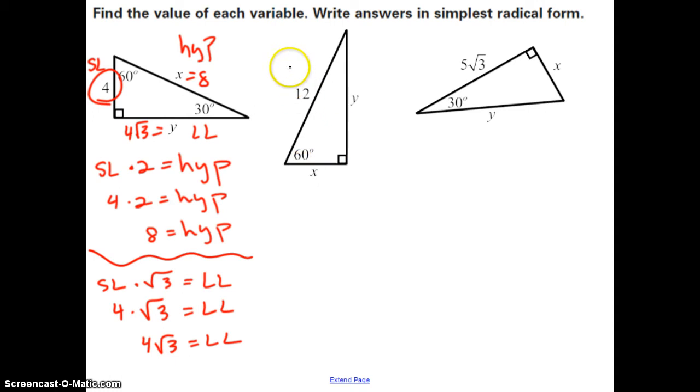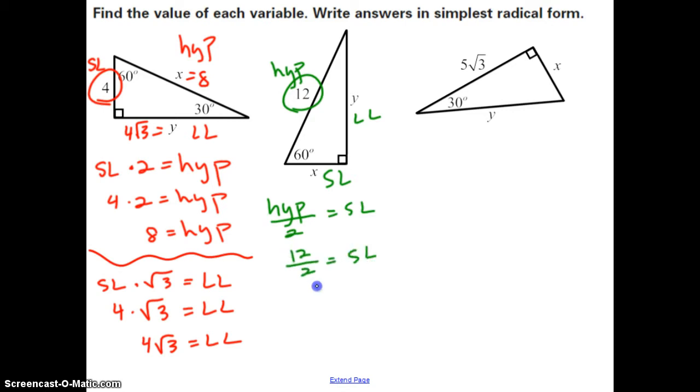This is the easiest scenario when you're given the short leg. Take a look at this one. This is the hypotenuse. 60, this one's opposite, the long leg, so that means this one has to be our short leg. We're given the hypotenuse. So when you start off with the hypotenuse, you have to find the short leg first. Hypotenuse divided by 2 gives us the short leg. Our hypotenuse is 12, so 12 divided by 2 gives us the short leg, which is 6.